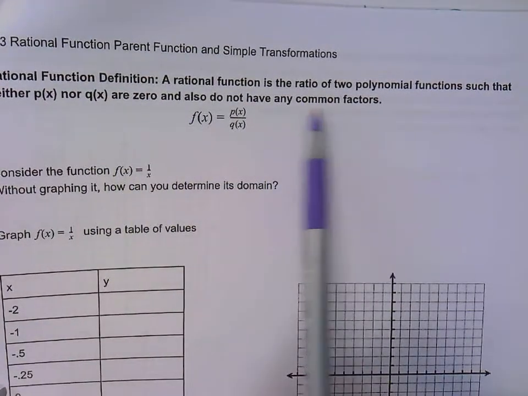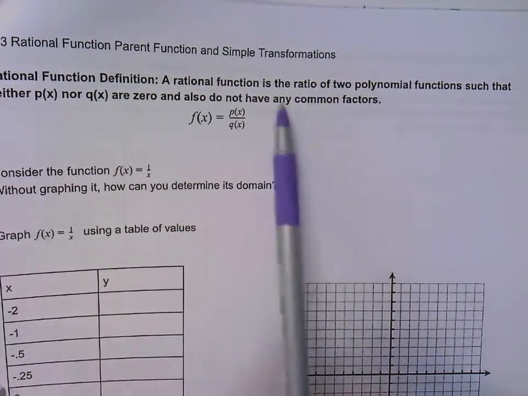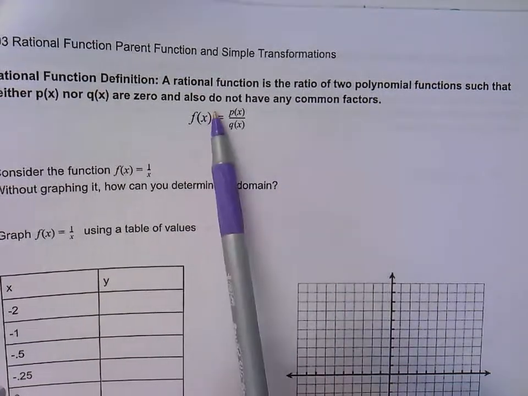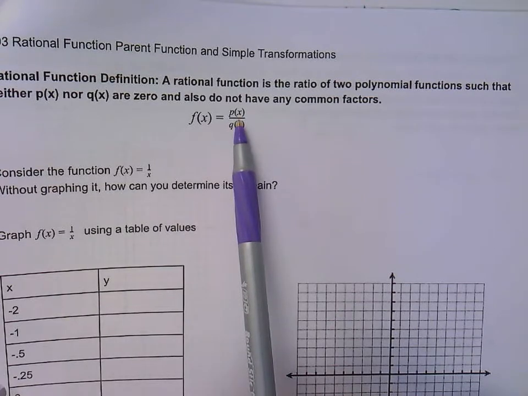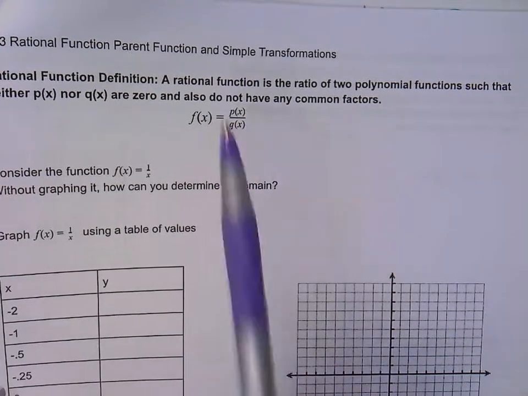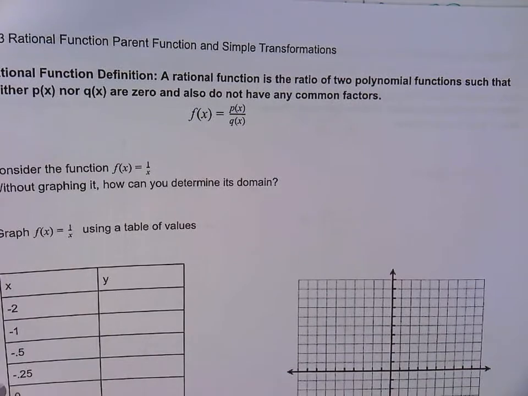So we're going to figure out what happens when they have a common factor after vacation. But for now, they don't have any common factors that can be canceled, and they're just sitting on top of each other, and they're both polynomial functions.